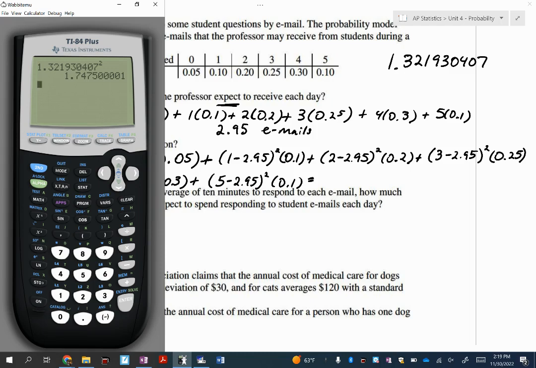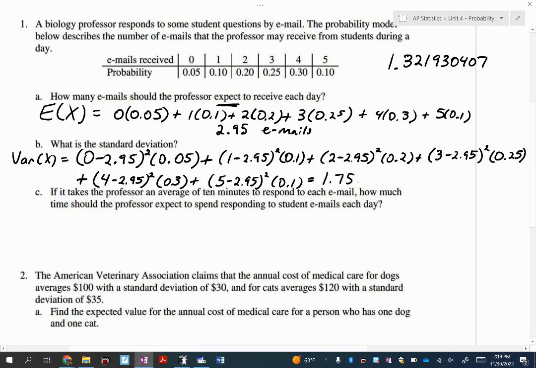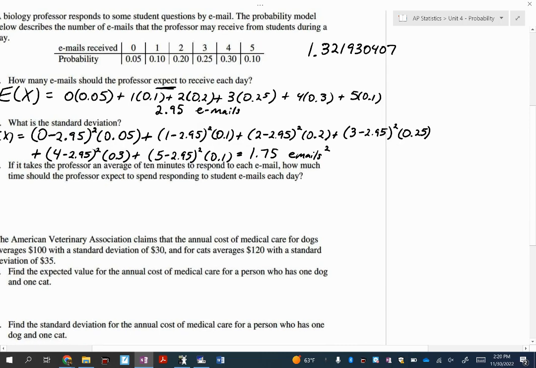Okay. Exactly. So we have 1 point. I'm going to approximate this to 1.75. All right. So when I do that, that's 1.75 emails squared. Right. So I don't want squared emails. So I'm going to take the square root of that. So the standard deviation is the square root of 1.75, which you already know, 1.32 emails.